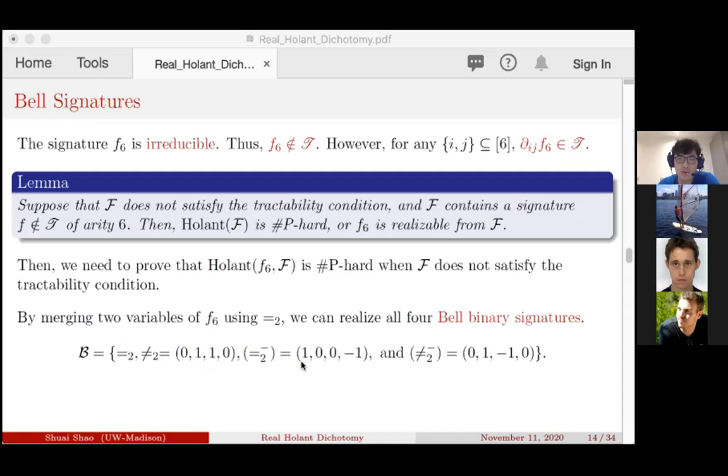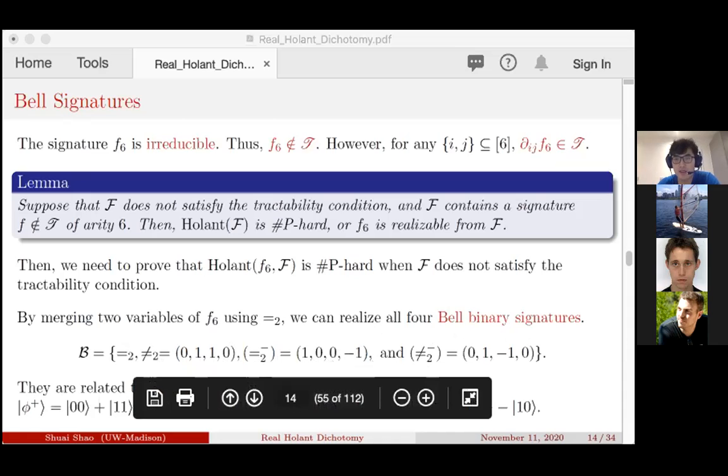It takes non-zero value when its two variables take the same assignments: it takes the value 1 when the two variables take assignment 0, and it takes the value minus 1 when its two variables take the assignment 1. And this is the negative version of the binary disequality. We call them binary Bell signatures because they are related to Bell states in quantum information theory.